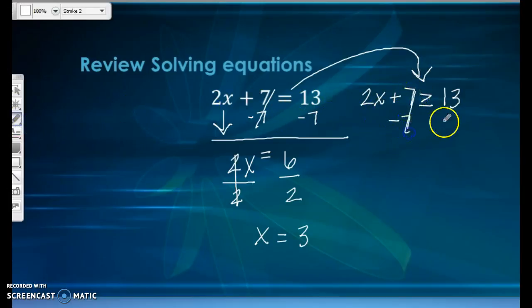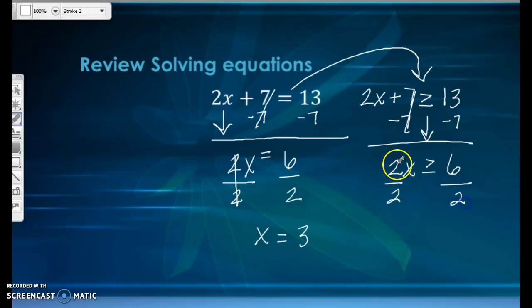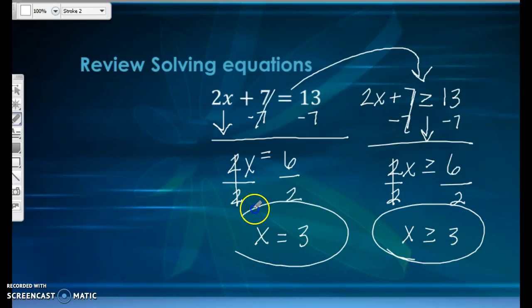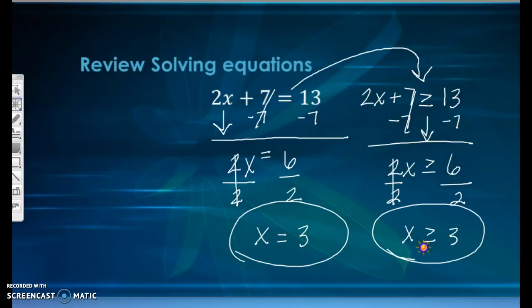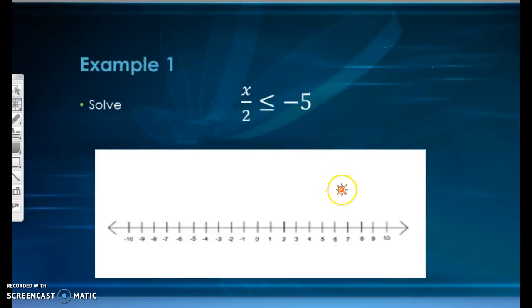So we would subtract 7 from both sides, bring down our 2x, and there we go, bringing down that inequality sign. And then you're still going to end up doing the same exact thing, dividing by 2 on both sides. So now it just says x is greater than or equal to 3. So I still have 3 as my solution. We've just replaced that equal sign with an inequality sign. So don't let that throw you off. You're still going to perform the algebra the same exact way.